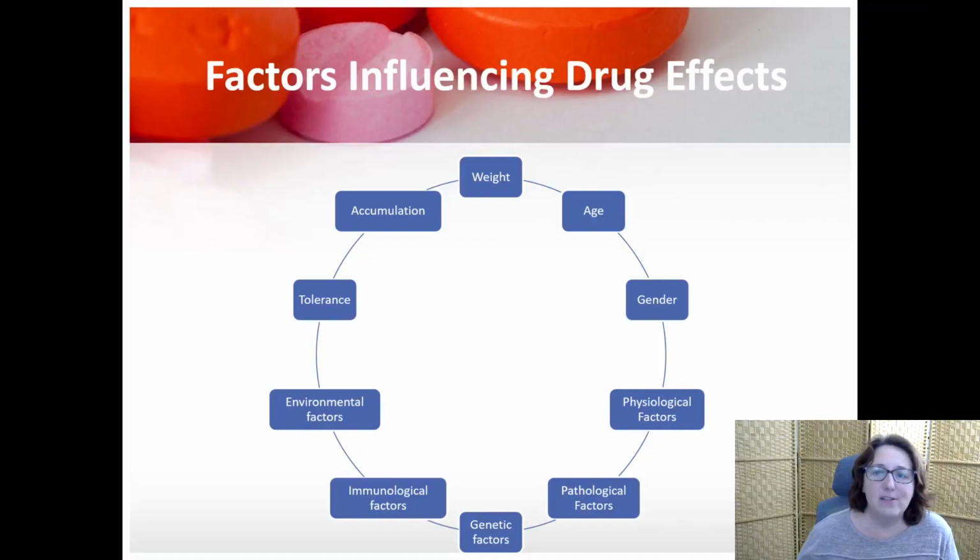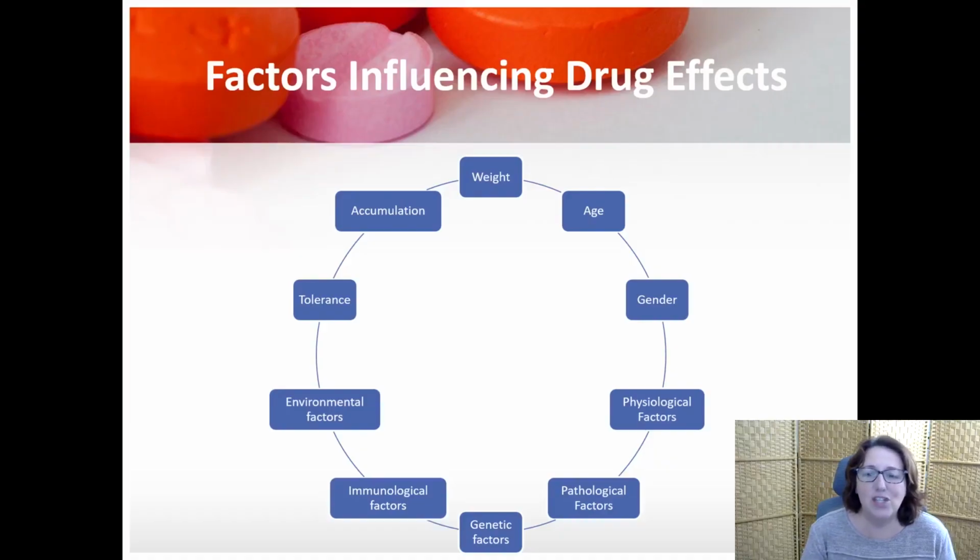There are many factors that influence drug effects. No two people are the same, which means different people are going to have different reactions to drugs. Some factors that influence drug effects include weight. I just mentioned that it's a 150-pound male that we typically see drug trials being completed on. So patients who weigh significantly more or less than this may require different amounts of a drug.